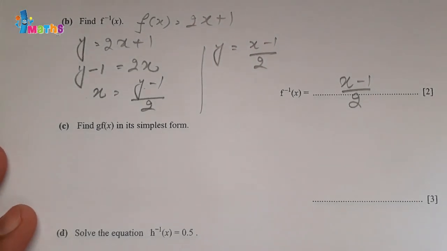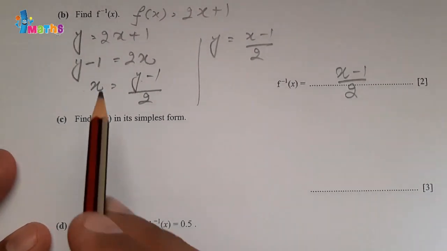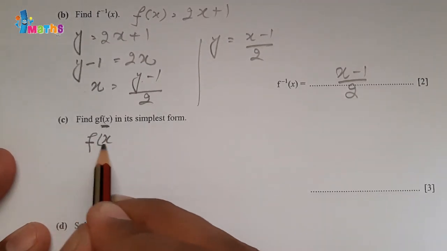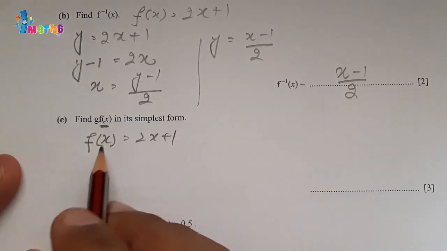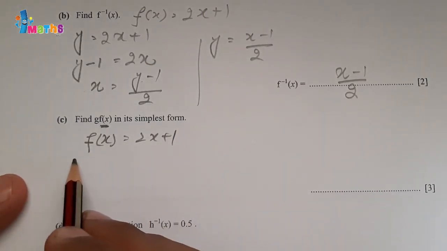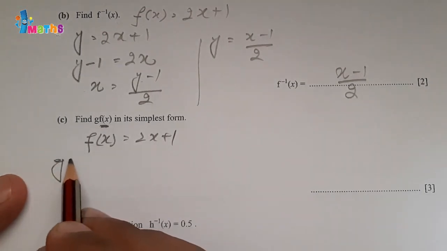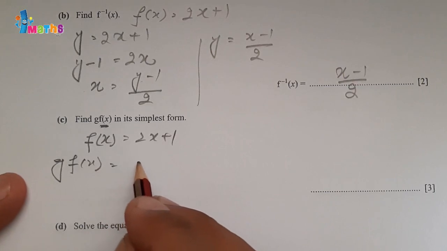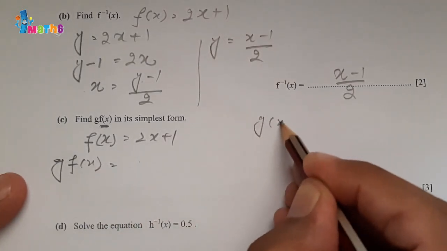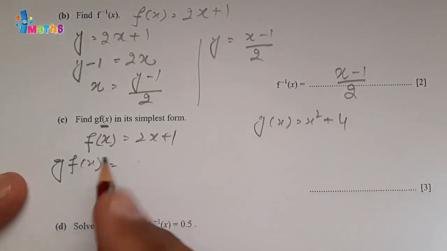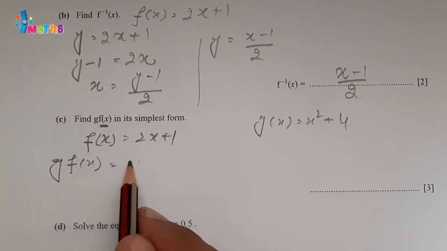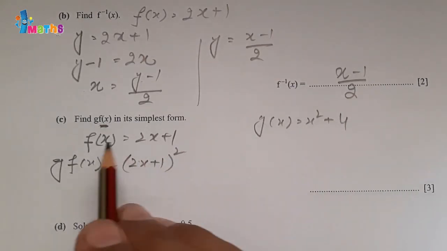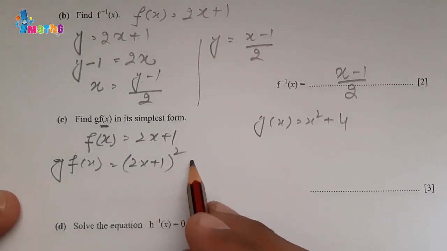Now we are heading towards the C part: find g of f of x. First we will check f of x. f of x is equal to 2x plus 1. Now we have to find g of f of x, so we'll replace 2x plus 1 in g of x, and we know g of x is equal to x squared plus 4. So in this one we will replace x with 2x plus 1. So (2x plus 1) squared, because we are replacing x with 2x plus 1, plus 4.